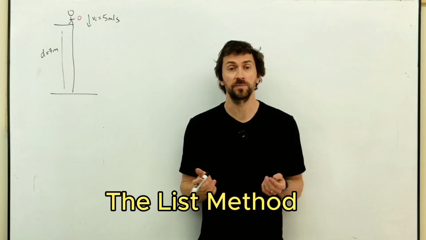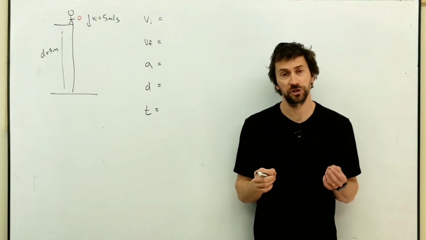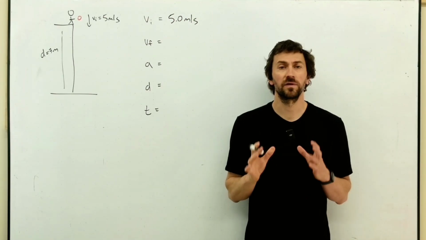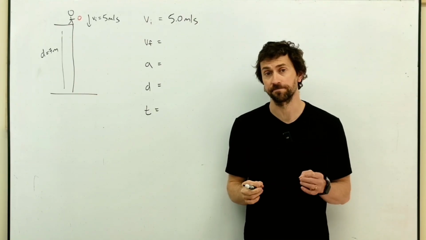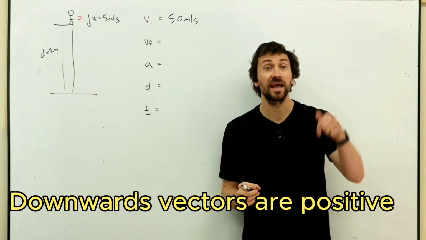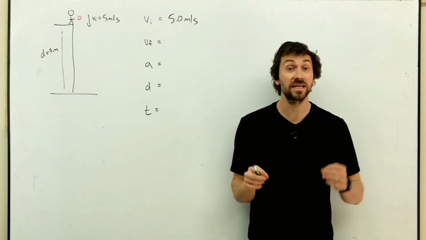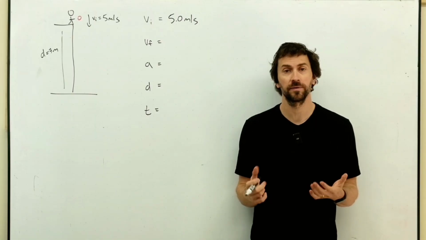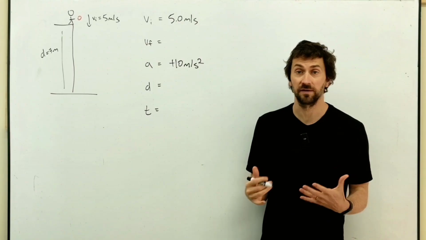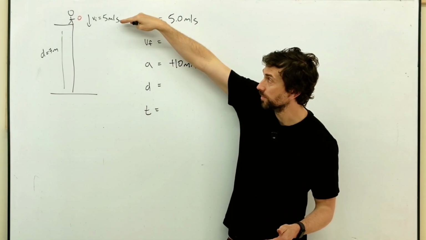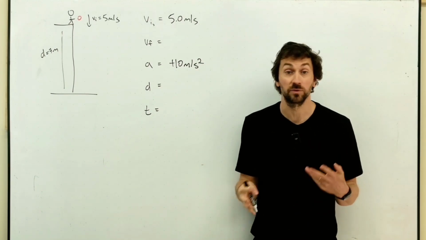Let's start with the list method. So I can write down what I know. I know the initial velocity, the acceleration, and the displacement. Initial velocity is 5, and acceleration is going to be 10, positive 10. In this question, I'm going to be setting the downwards direction as positive. Velocity initial is downwards, and acceleration is downwards, so they're both positive. And the displacement is also downwards, so it's also positive 7. We set the initial displacement as 0, so downwards is going to be 7 in the positive direction, which is down.